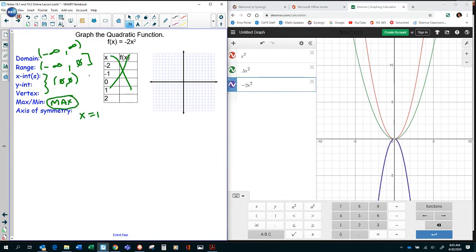So now we've got a maximum instead of a minimum. Now, because we have a maximum, our range has changed. The low end is -infinity, and this time the top end is 0, so we've got a bracket. The domain's the same. The x-intercept, y-intercept, and the vertex also remain the same, as does the axis of symmetry. The only thing that changed was this now became a max, and the range changed, opening downward.